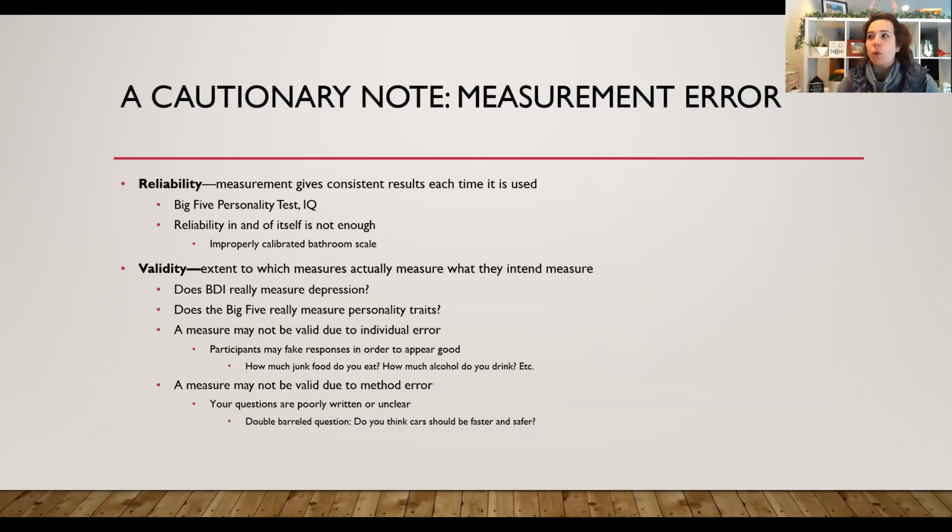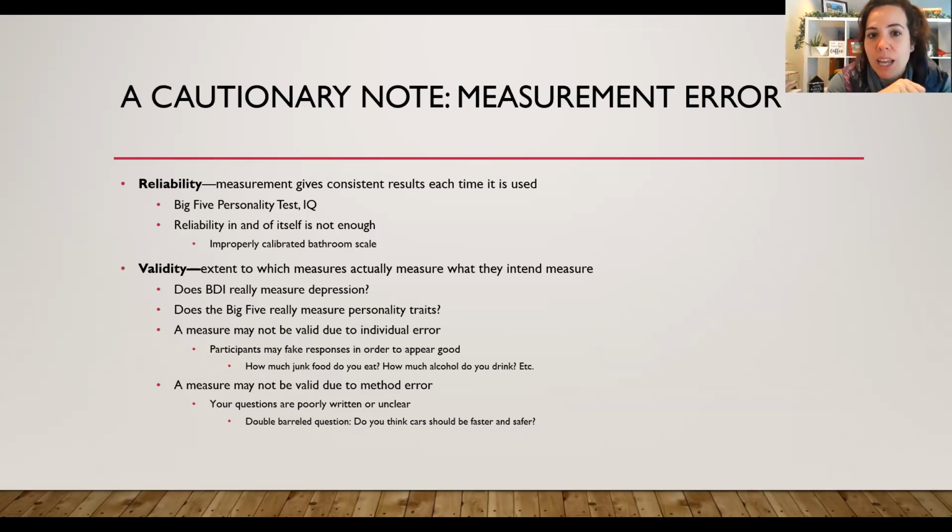So let's talk about reliability first. Reliability is a measurement that gives consistent results each time it is used. If you have a scale at home and you weigh yourself and it reliably gives you an accurate number, it would be a reliable scale. Now, I should tell you, if you stepped on that scale every single day and it said 3 pounds and you're like, that's definitely not right, but it gives you the same number every day, that is a reliable scale.